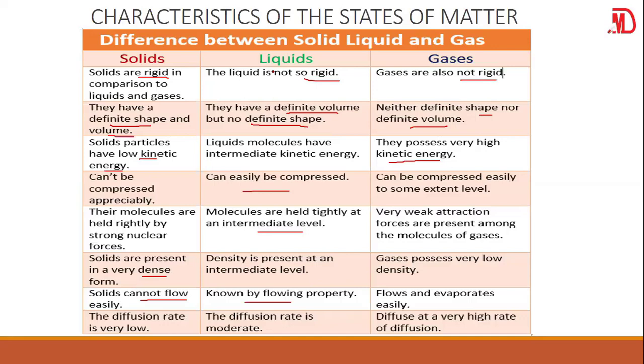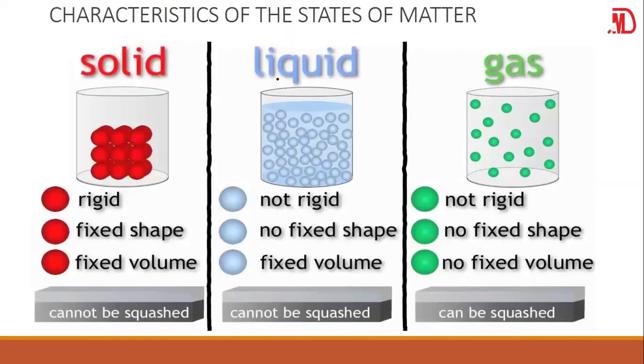But of course, let me give you another diagram to appreciate it better. So now look at this. Look at the compact nature. Solids are very, very tightly packed. So they are rigid, with fixed shape and fixed volume. You can't compress them easily.